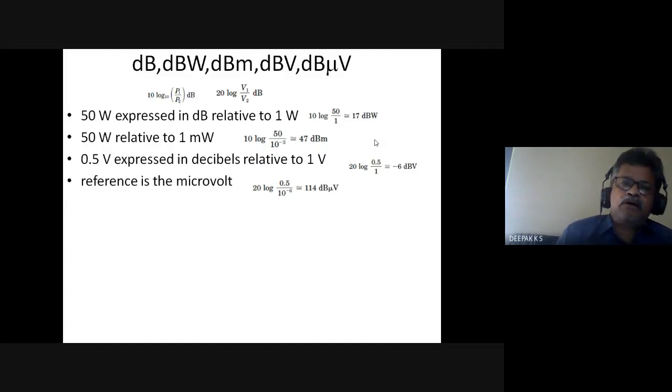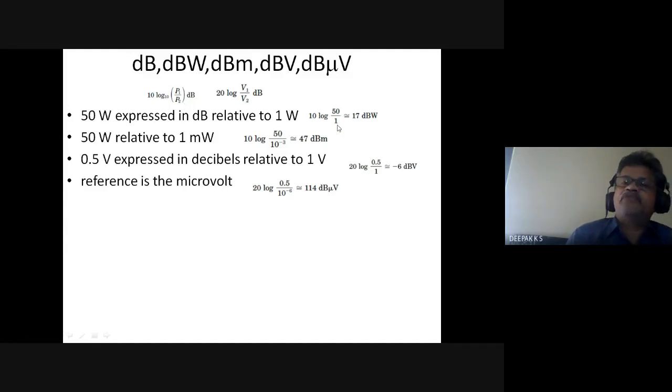Now, dB, dBW, dBm, dBv, dB microvolt, etc. refer to the power ratio. So normally for power ratio you have 10 log. The ratio of power you are converting to a log scale so that instead of multiplying you can do addition. Here for a voltage, since V square is power, you have 20 log as the ratio. And this denominator gives the reference.